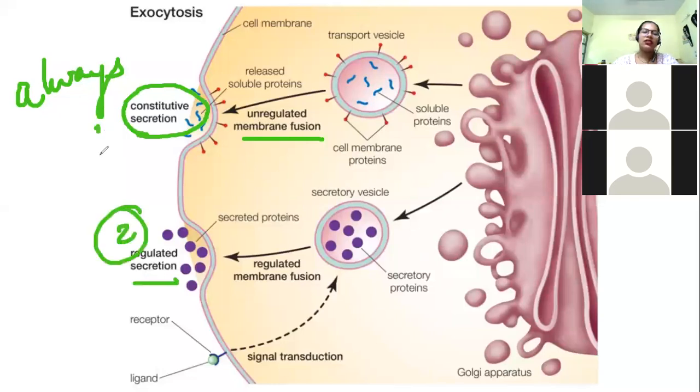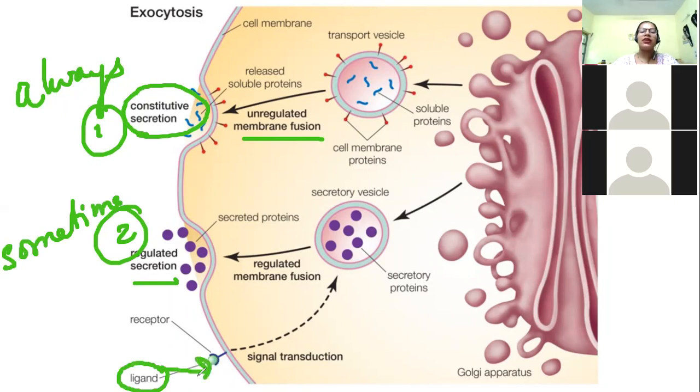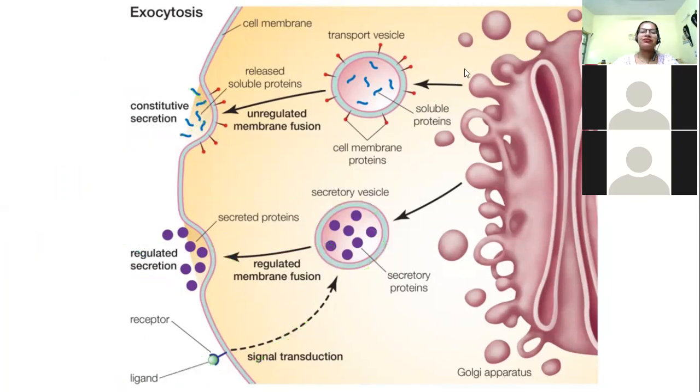Regulated secretion means sometimes, depending on the extracellular signaling, if a ligand goes and binds to the receptor, it gives a signal that a particular kind of protein needs to be synthesized. Then the nucleus synthesizes, the ER and Golgi modify, and those secretory proteins go and bind. So what you need to remember is that there are two types of exocytosis, constitutive and regulated. Let's see in more detail.